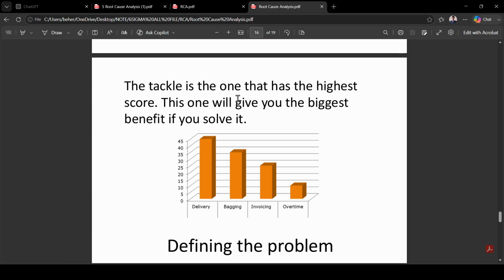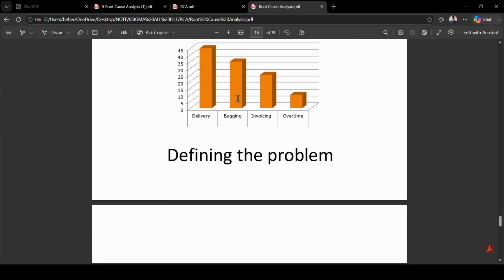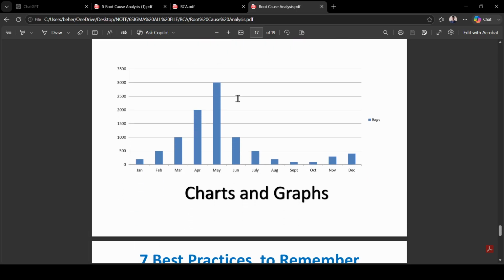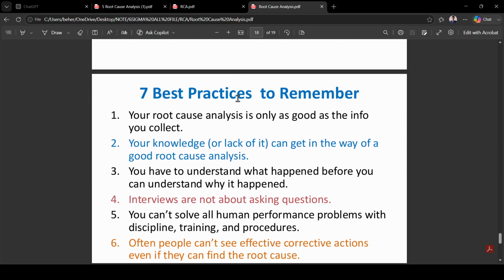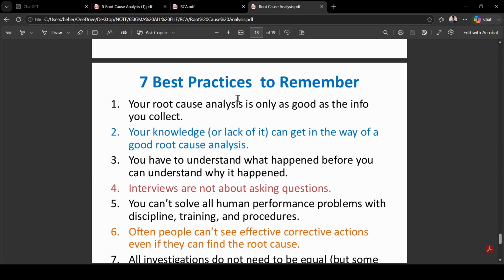And the one to tackle is the one that has the highest score. This one will be the biggest benefit if you solve it, depending on the problem. And these are the charts and graphs. And seven best practices to remember.